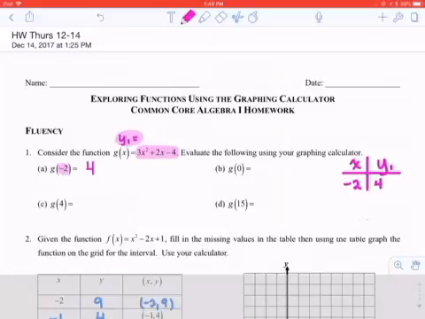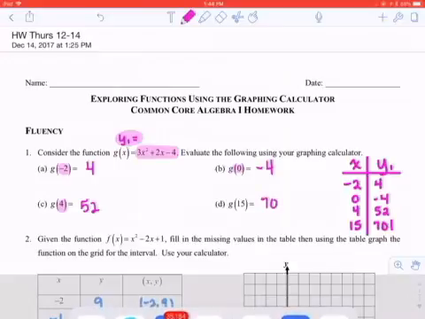B is g of 0, so it wants to know what is the y value when x is 0. So you would scroll down from negative 2, it probably shows up in the same window, to look for where x is 0. And when x is 0, y is negative 4. And then, so that was 0. Now we're going to look for 4, and you would scroll down. I just copied it down over here because you can't see my graphing calculator from a screencast. So when x is 4, y is 52. And then just scroll down a little bit more till you get to 15. And when x is 15, y is 701.